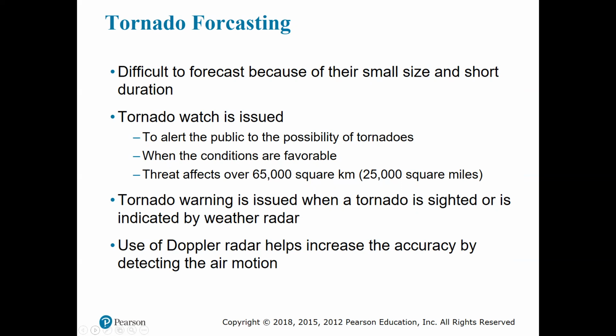So a watch is that we need to be on the lookout for the possibility of tornadoes. In other words, conditions are favorable for tornadoes to develop. Tornado watches are issued in broad swaths. So you may see the entire western side of Arkansas being under a tornado watch. A tornado warning is the serious one. This is issued at a much smaller scale, and this is when the radar has indicated that a tornado has formed, or a storm spotter has actually seen a tornado. So tornado warnings are, hey, it's time to take cover. There is a tornado on the ground headed your way.